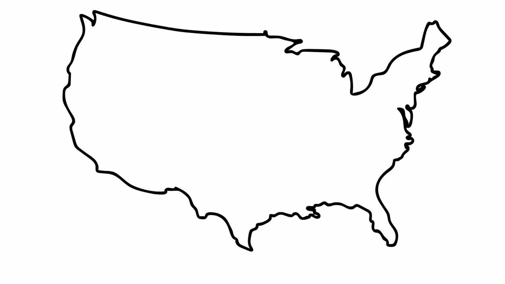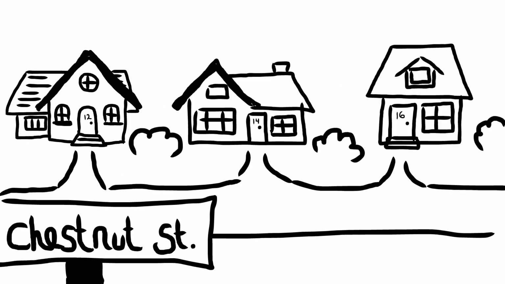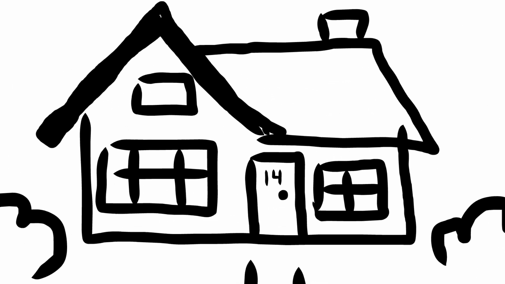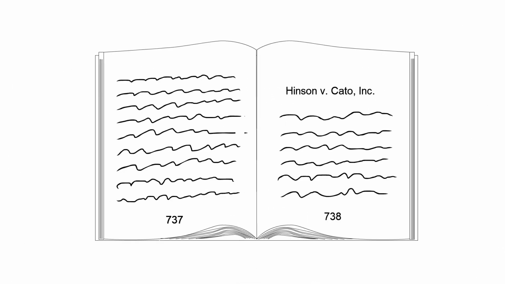It's exactly the same as the address for your house. Your address tells you which city you're in, which street you're on, and exactly which house on that street is yours. Now you say, oh come on, it's the 21st century. Who uses books? I'll just Google it. Well, the case citation also has a secondary function. It works as a unique identifier for that case.